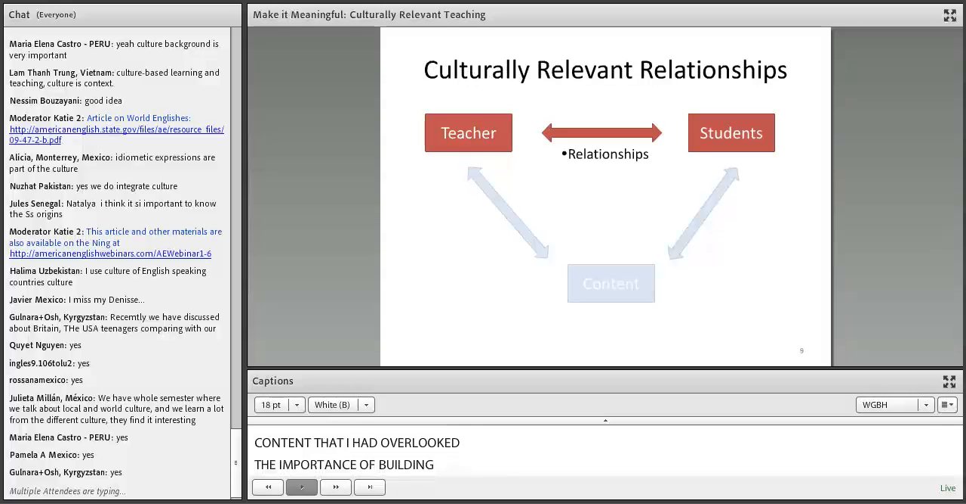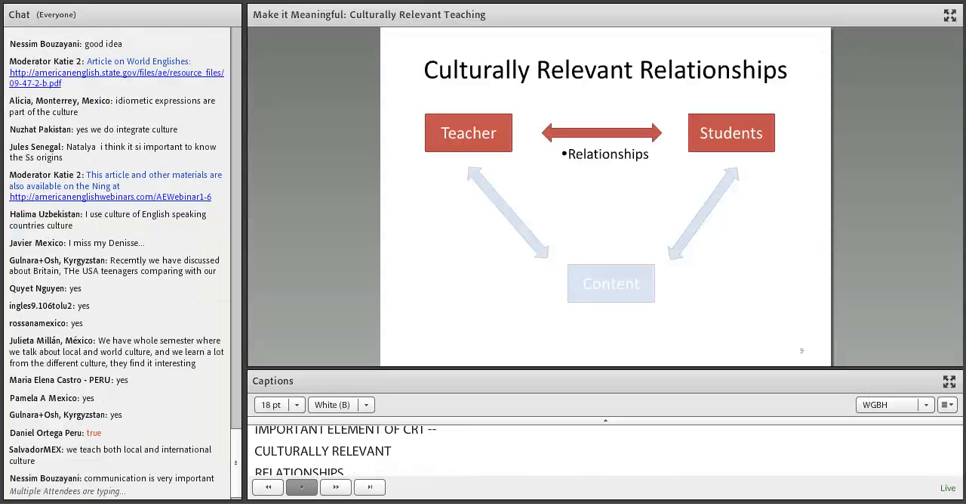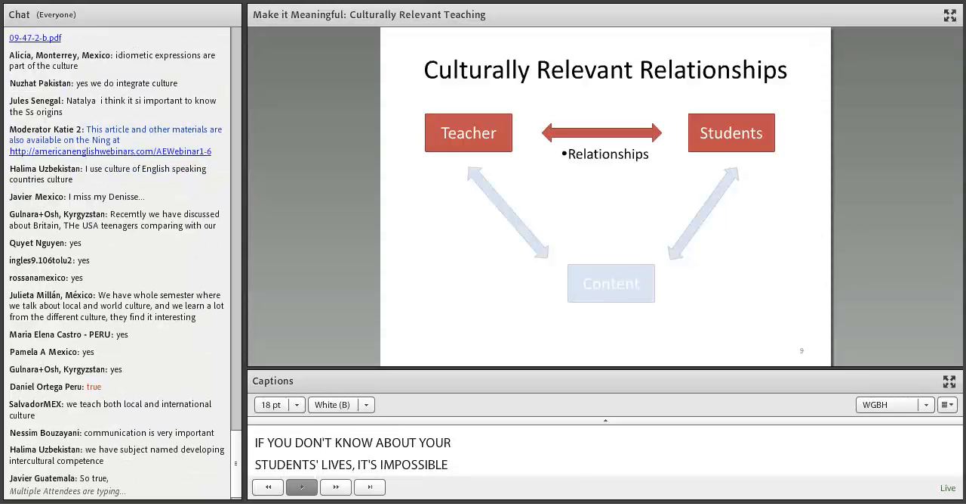So that brings me to the first important element of CRT, culturally relevant relationships. If you don't know about your students' lives, it's impossible to incorporate their experiences in your lessons.